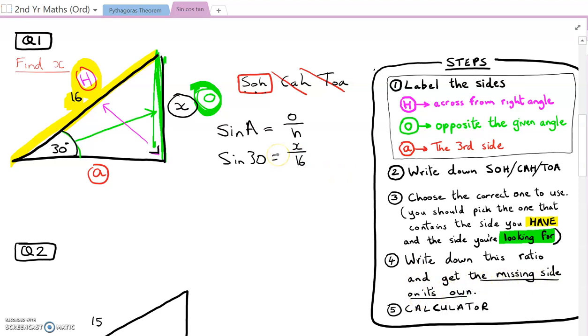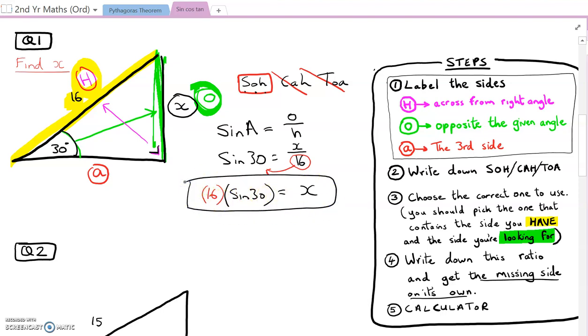So you want to pause the video again, remember? If you want to pause it right now and try and finish it off, you're more than welcome to. So I've got to bring this 16 over onto this side so that X will be on its own. And if it comes over onto this side, it will multiply, because it's dividing as it is. So if I move it over, it'll do the opposite, which is multiply. Now I've got X on its own. Now I just need to type this into the calculator to get an answer. You try and do that now on your calculator, see what you get. And we'll come back to it in a moment to see what answers you get.